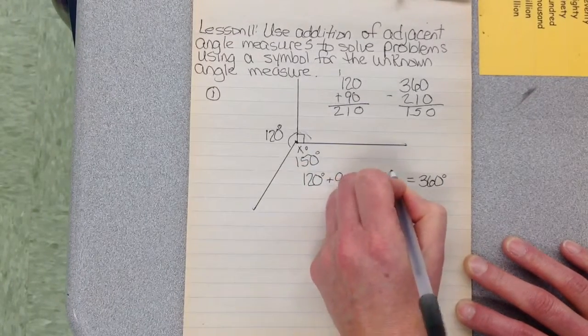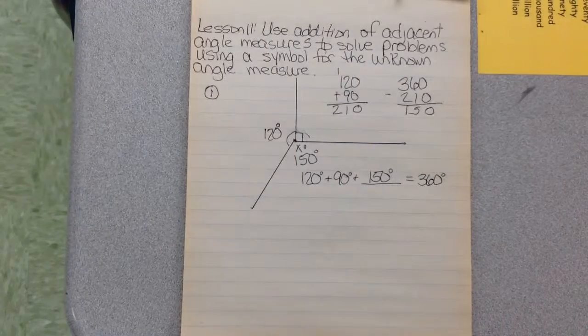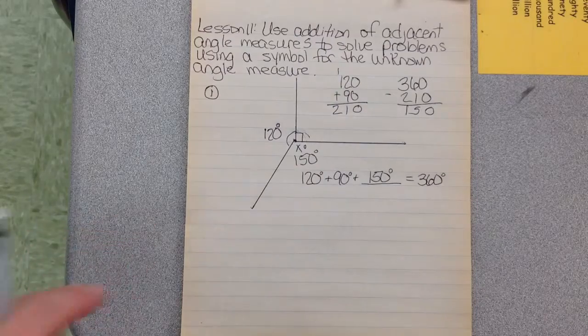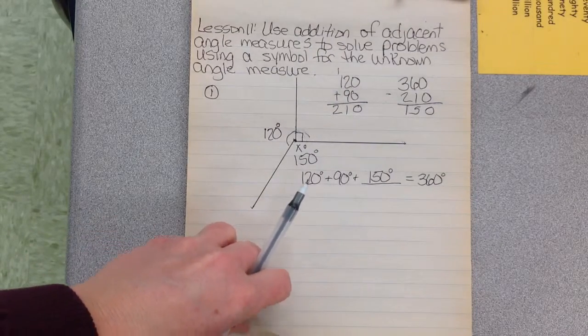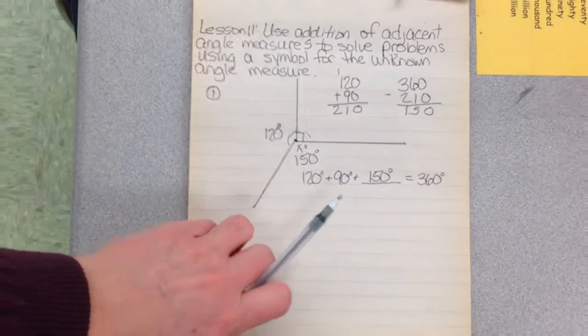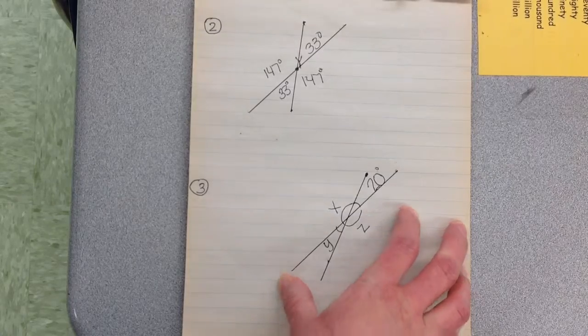You can go through and verify with a protractor, but when you know two of the three angles, you can simply use addition and subtraction. Okay, so in this case, 120, 90, and 150 is how 360 was decomposed. Okay, let's look at the next one.